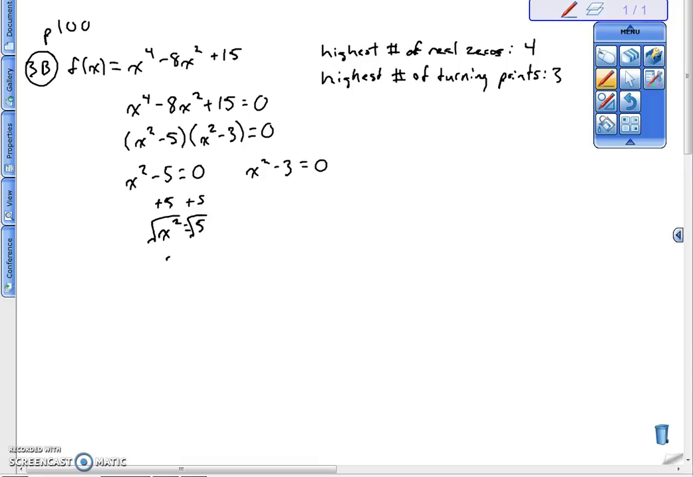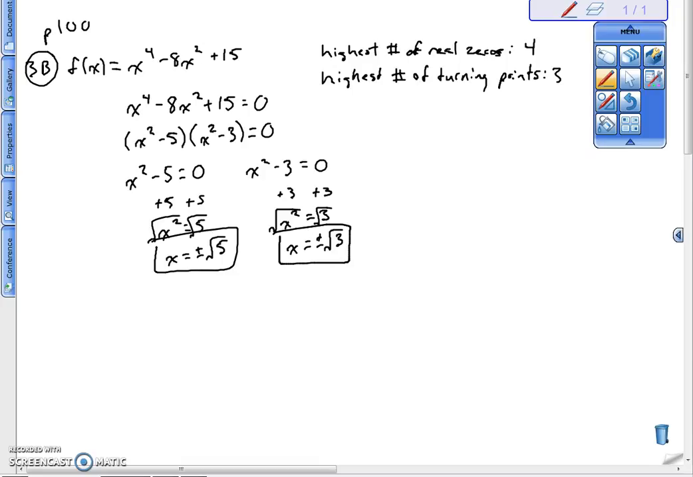when we take an even root of an even power, we need our plus or minus. So we got plus or minus 5 over here. And similarly, over here, we can see that we're going to end up with plus or minus the square root of 3. I think I said plus or minus 5 over here, plus or minus the square root of 5. But again, even root of an even power, we have to add our plus or minus. And so the 4 roots that we were expecting, the highest possible number of real zeros, we get 4, right? Positive square root of 5, negative square root of 5, positive square root of 3, and negative square root of 3. And so those are my 4 answers.